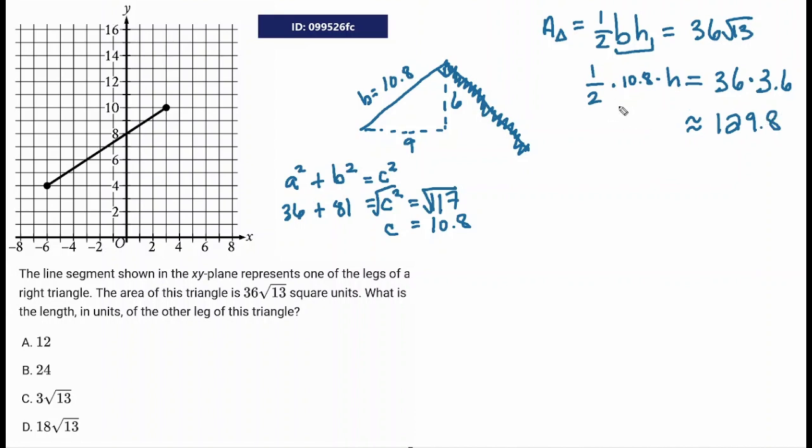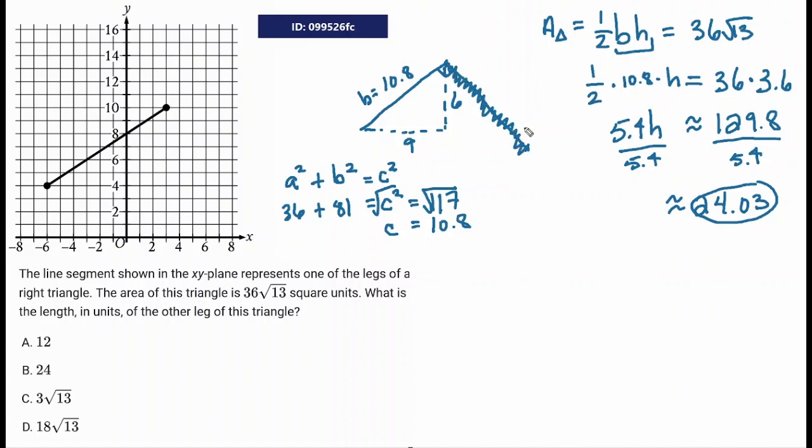Not going to rewrite this. Half of 10.8, put that in your calculator. It's 5.4. Now you've got a simple algebra equation going on. 5.4h is 129.8. So you divide both sides by 5.4. Put it in your calculator, and you're going to get about 24.03. So that's the answer. That's how long this line is.